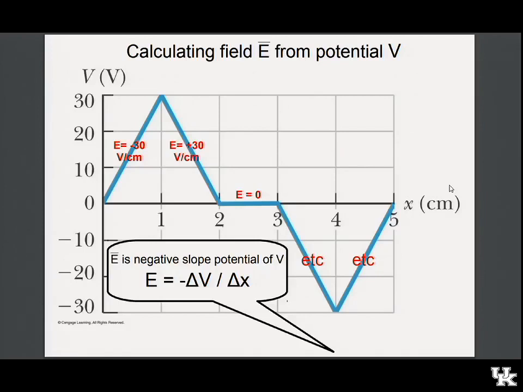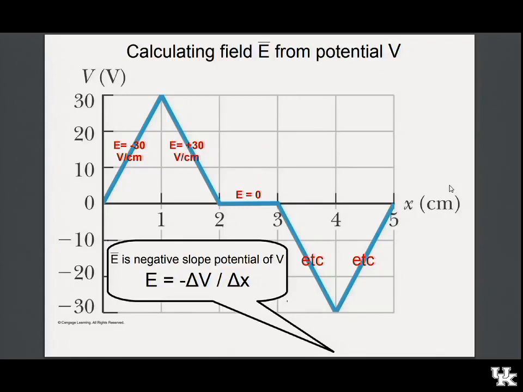As I walk from 1 centimeter to the 2 centimeter location, it's decreasing from 30 to 0 volts. As I walk from 2 to 3 centimeters, the electrical potential is 0, and so on and so forth. So this is a map of the electrical potential in some region of space due to some arrangement of charges. The question is, what's the electrical field in that region of space corresponding to that electrical potential? Well, we just said that the electrical field is the negative slope of the electrical potential. So if I know the electrical potential, I can look at it and ask, what's the negative slope?